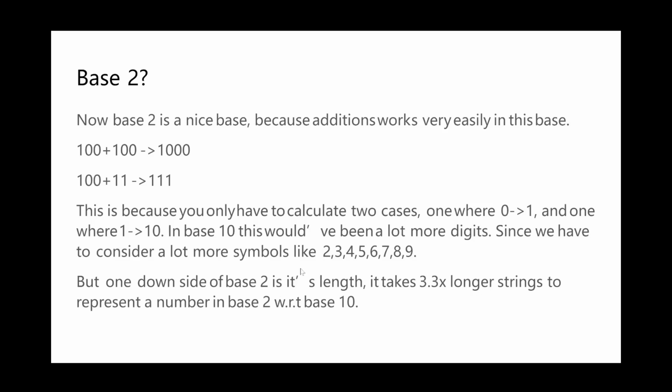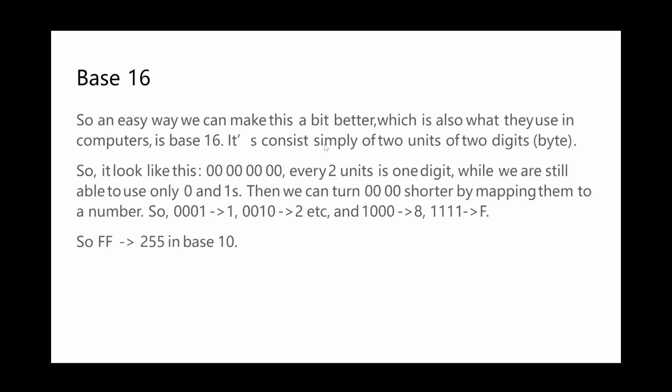One downside is that base 2 is really lengthy. For example, the same number in base 10, let's say 1,000, takes about 3.3 times longer a string to represent in base 2. So 1,000 is three zeros in base 10, and in base 2 it's around 9 digits.